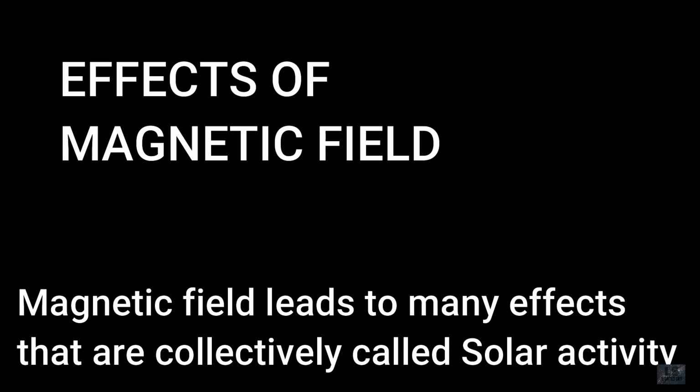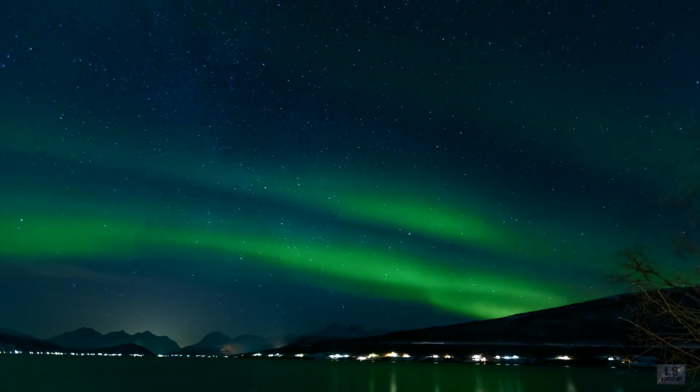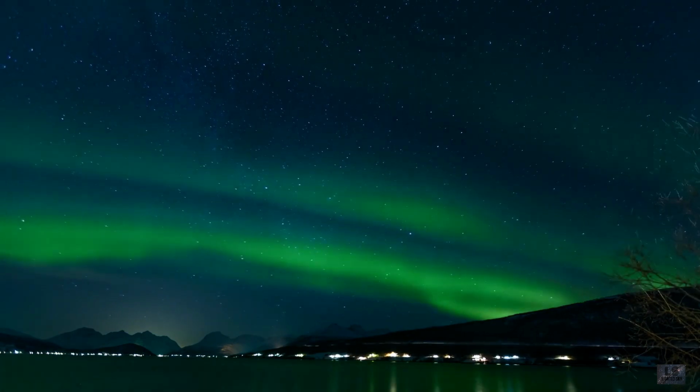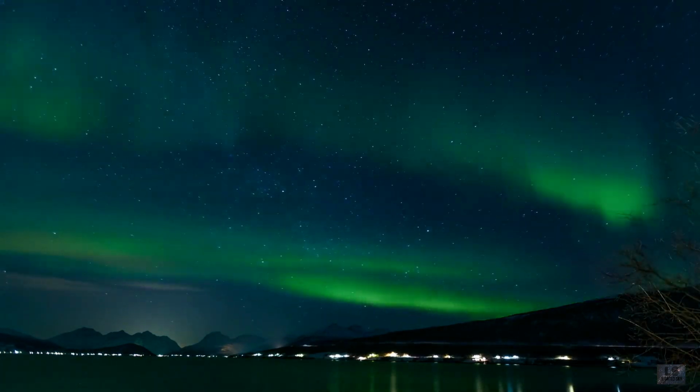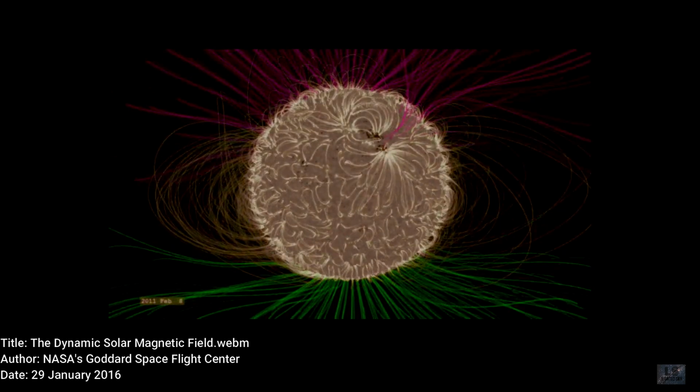The Sun's magnetic field leads to many effects that are collectively called solar activity. The effects of solar activity on Earth include auroras at moderate to high altitudes and the disruption of the radio communications and electric power. Solar activity is thought to have played a large role in the formation and evolution of the solar system.